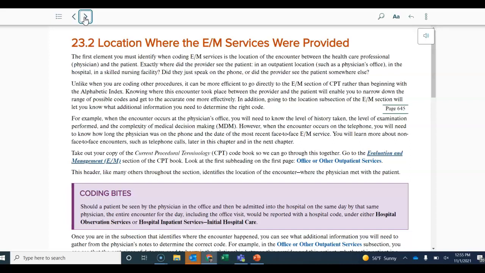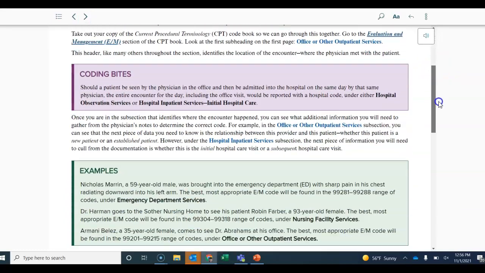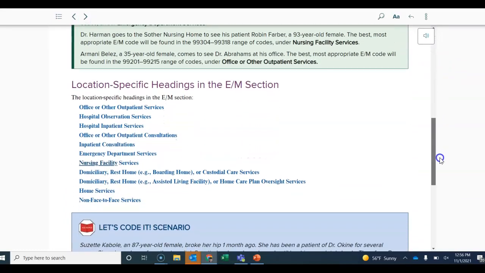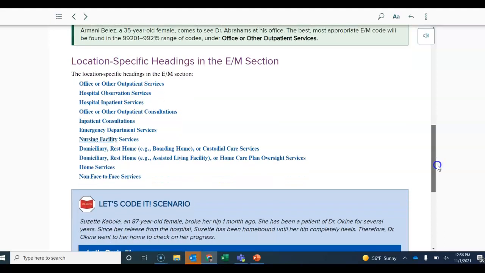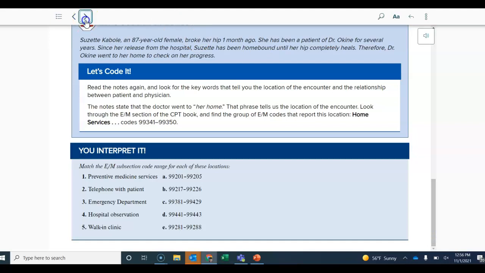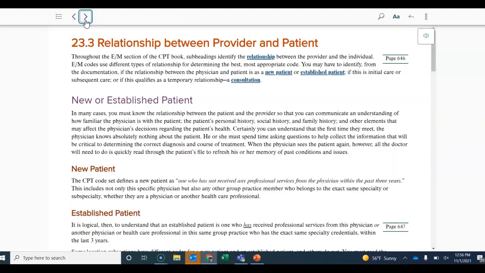There are examples in your CPT book. The next thing we have to determine is the relationship between the provider and the patient. Meaning, is this a new patient or an established patient? Some places it doesn't matter, like the emergency room, where it doesn't matter whether they're new or established. But if you are coding office visits or outpatient services, you have to know if the patient is new or established.